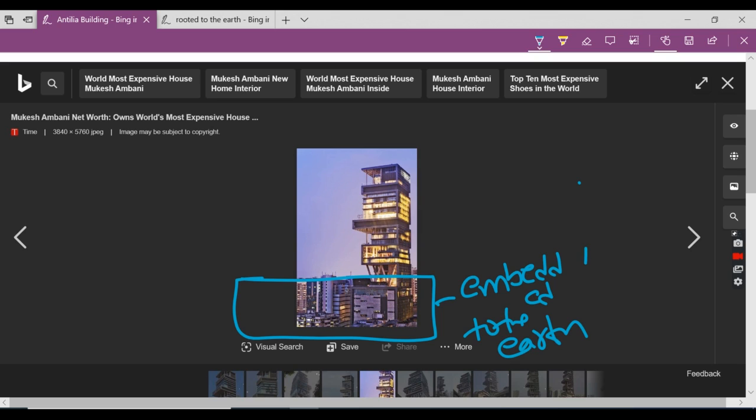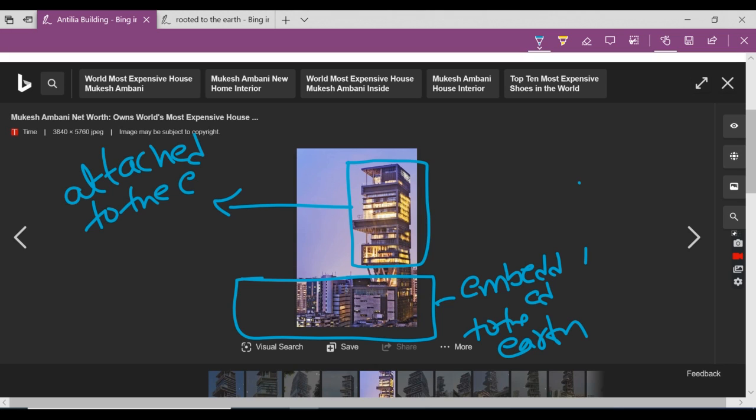Now, this part is not fixed to the earth, but it is attached to the embedded part. That means attached to the embedded part. Which is the embedded part? The embedded part is this, and this is attached to this, right?